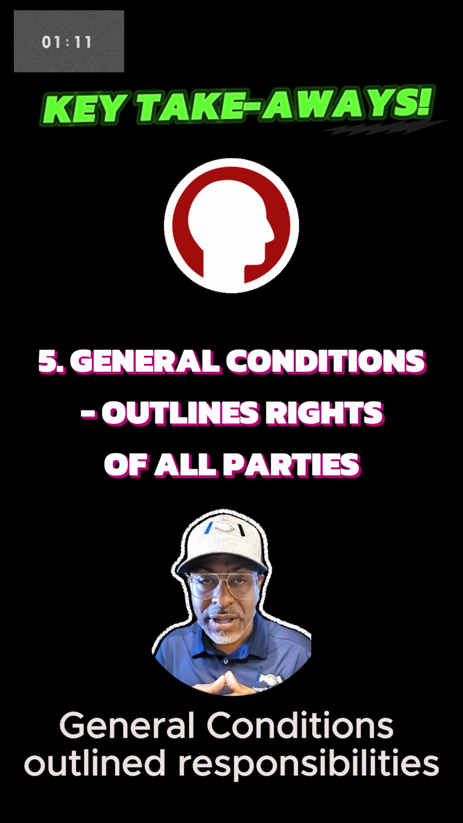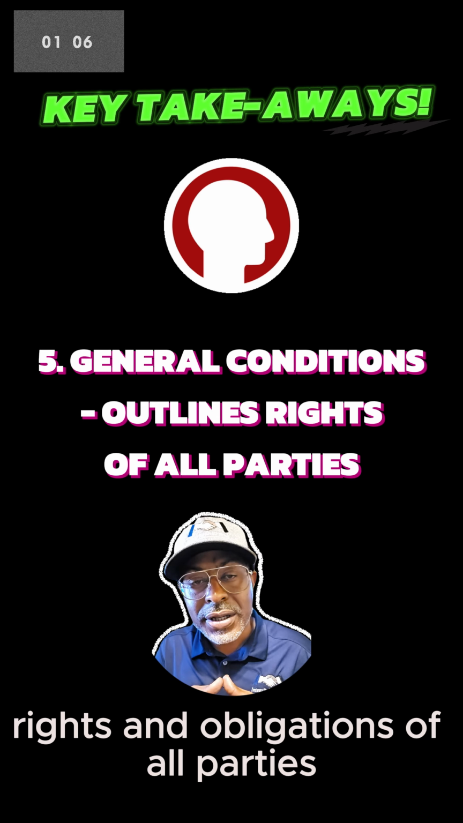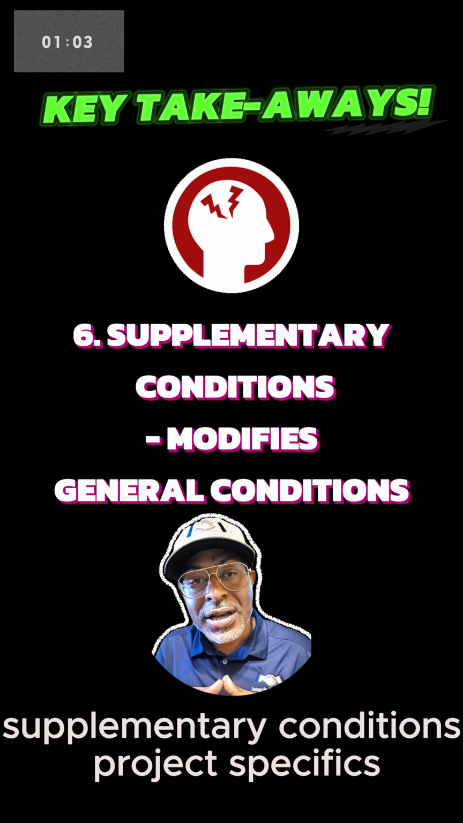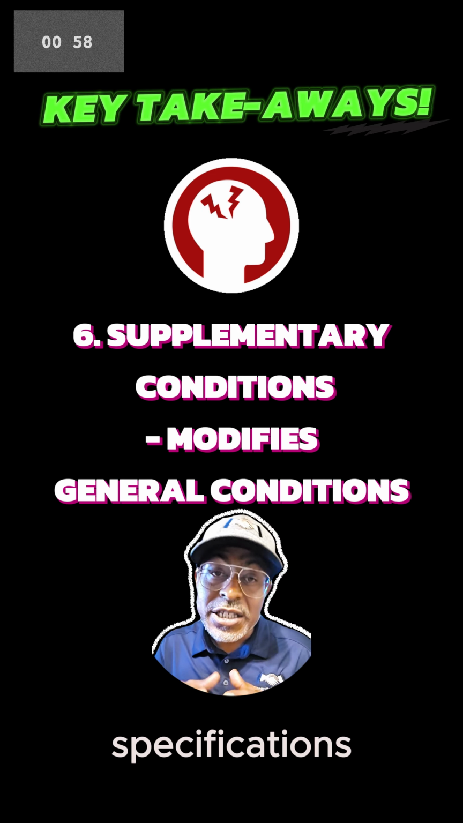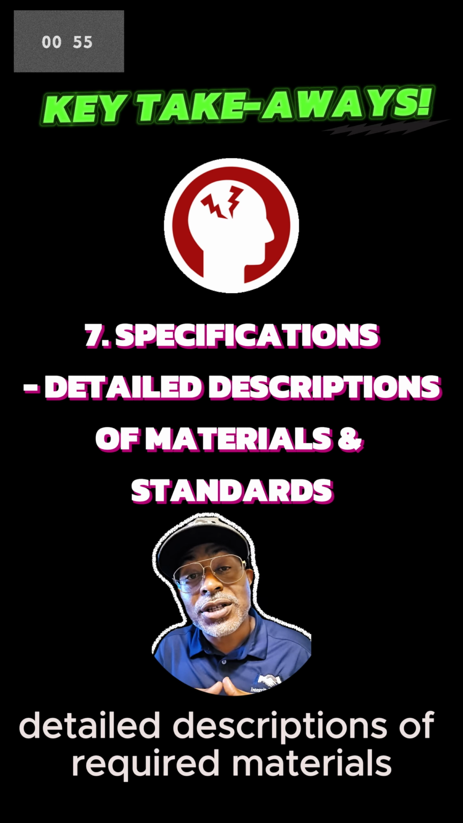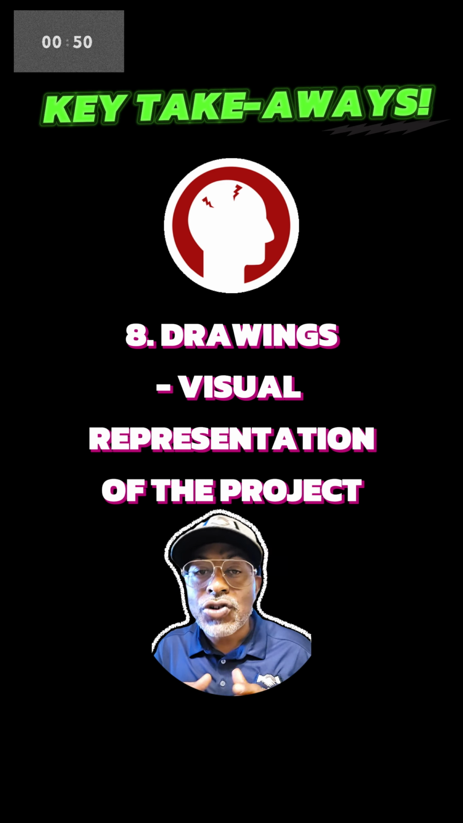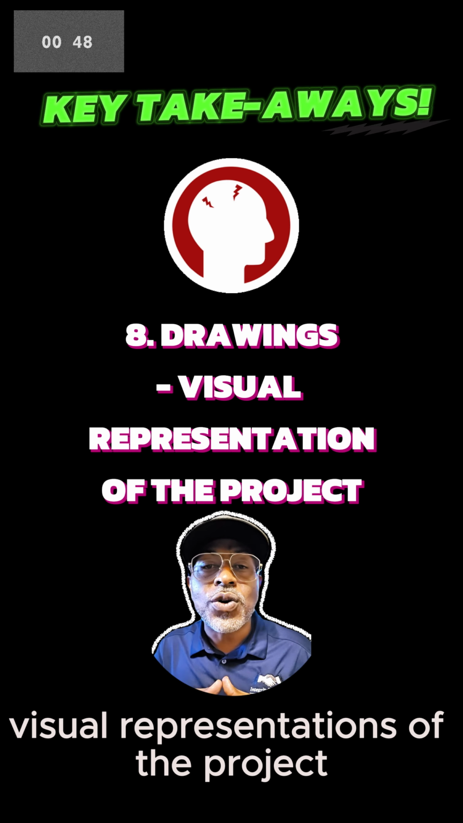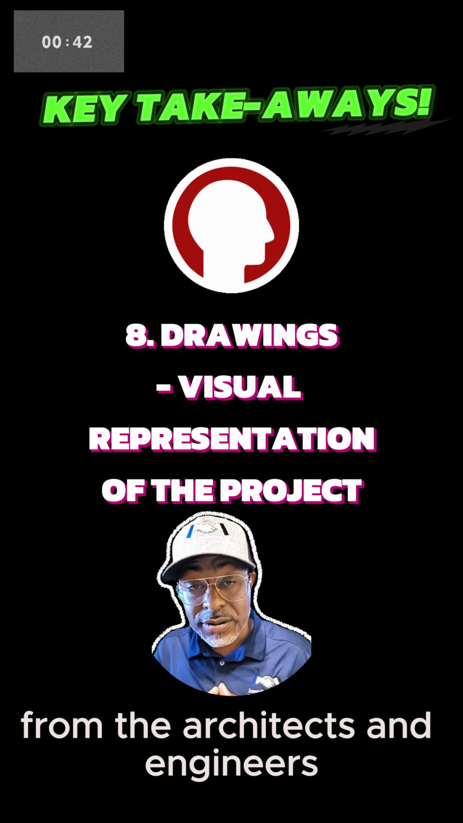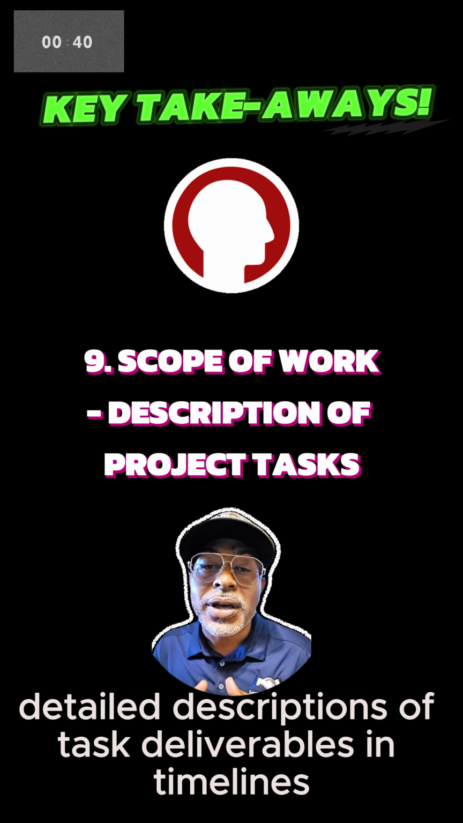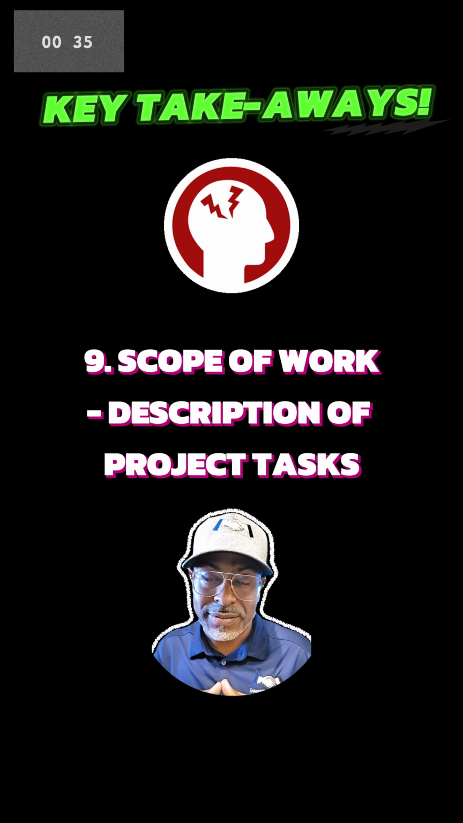General conditions, outlines responsibilities, rights, and obligations of all parties. Supplementary conditions, project specifics, modifying the general conditions. Specifications, detailed descriptions of required materials and standards. Drawings and plans, visual representations of the project from the architects and engineers. Scope of work, detailed descriptions of tasks, deliverables, and timelines.